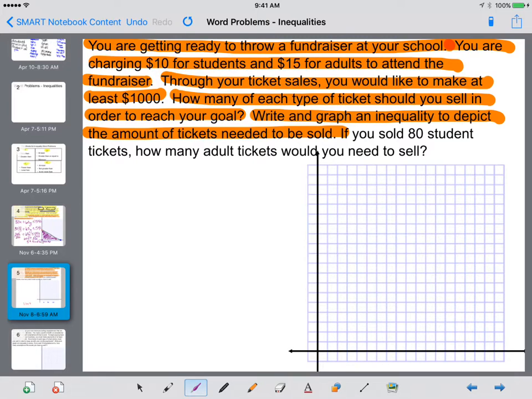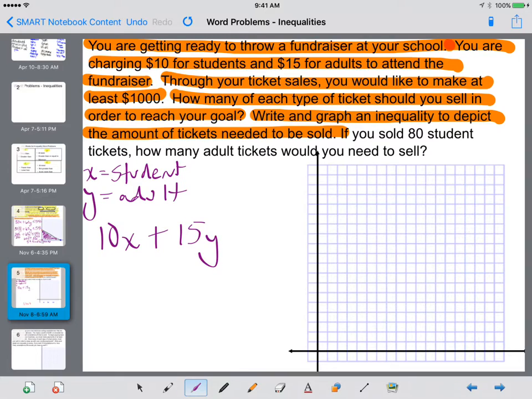So we're selling tickets. Again, let's establish what X is. Let's say X is going to be our student tickets. And let's let Y equal our adult tickets. Well, for each student ticket, it's $10. Then we're going to add in the fact that we get $15 for each adult ticket. And we want to make at least $1,000.